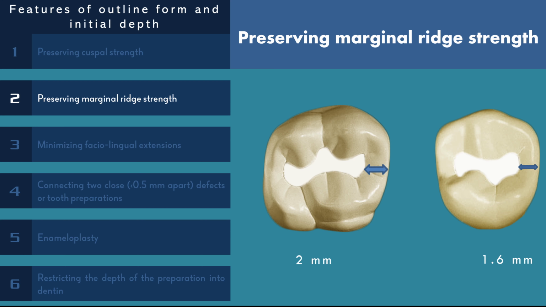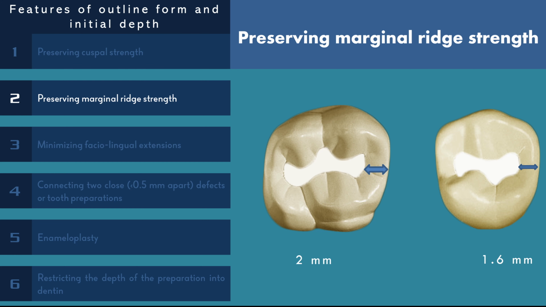What should be the width or the thickness of the marginal ridge after tooth preparation? For a molar, the thickness of the marginal ridge should be 2 mm after tooth preparation, and for a premolar, it should be 1.6 mm. If this thickness is maintained, then the tooth will be strong and it can resist fracture.